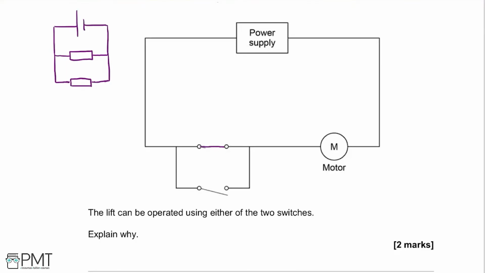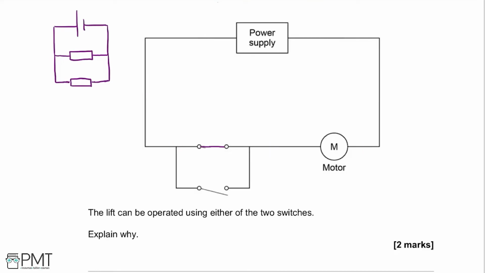So this switch here is open, and so we might as well just remove the entirety of this here, because the current can't flow through it if it's open. But now we can see that we have a complete circuit. The current can flow around here and through. So that means that the circuit works and the lift will operate.